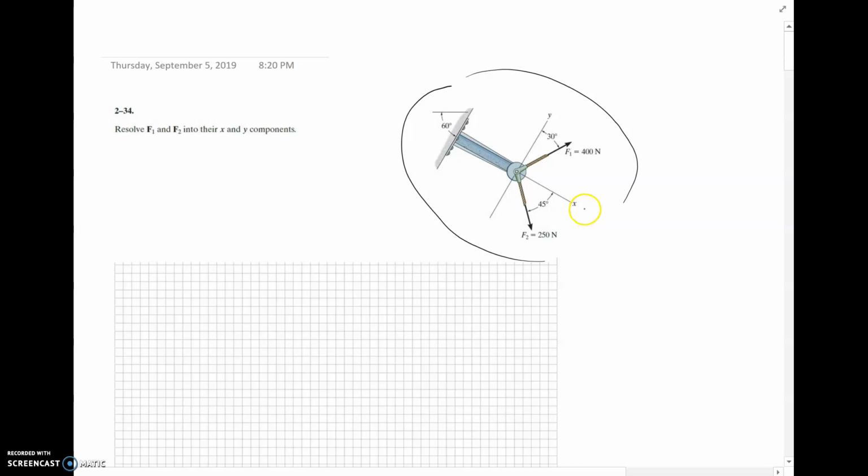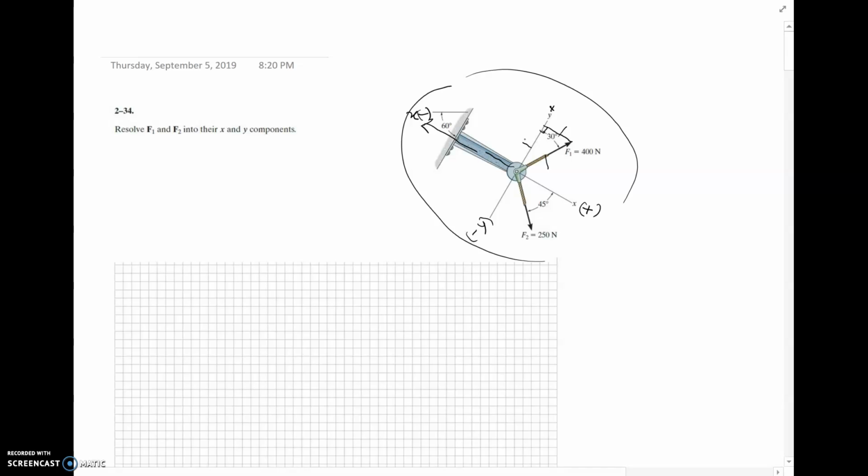So this is the positive side of the x-axis, and this is the negative side. This is the positive side of the y-axis, and this is the negative side of the y-axis. Now for the F1 force, if we draw a right angle triangle here, then we can say this is the hypotenuse, this is the opposite side, and this is the adjacent side.